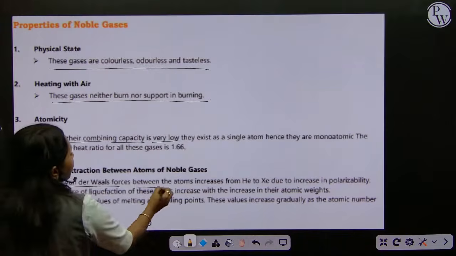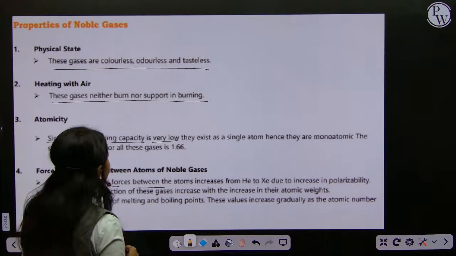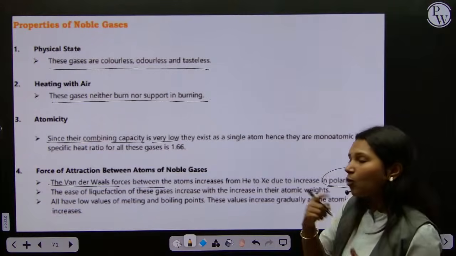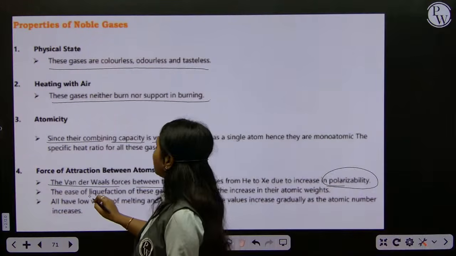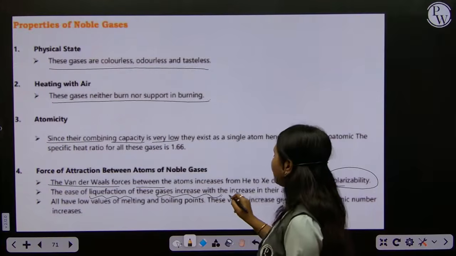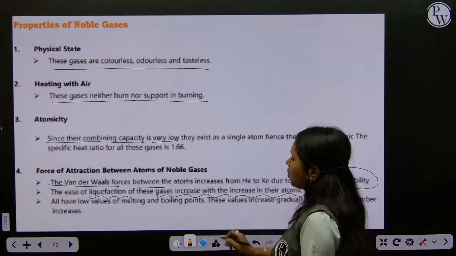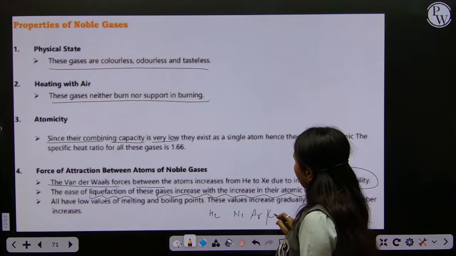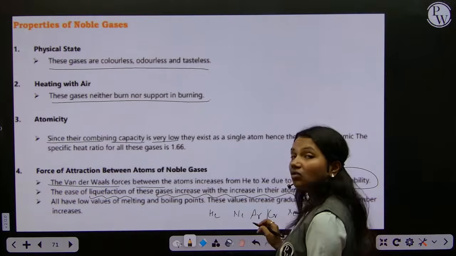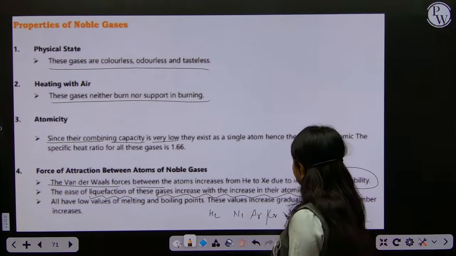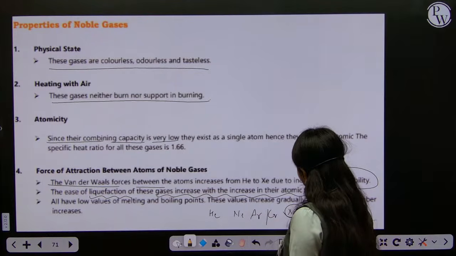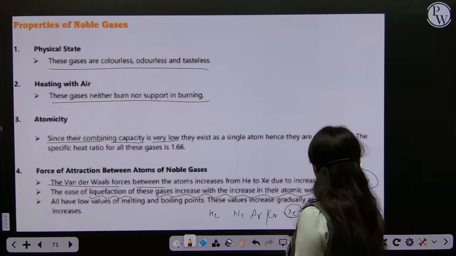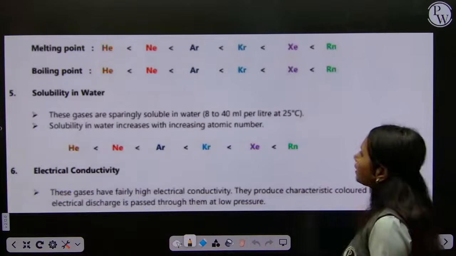Van der Waals force of attraction between these atoms increases their ability to polarize. The ease of liquefaction of these gases increases with atomic weight. So helium, neon, argon, krypton, and xenon, which can be liquefied easily? The answer is xenon, it is the most liquefiable. Okay. Now next is what?